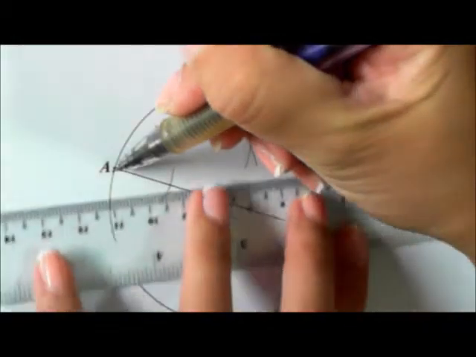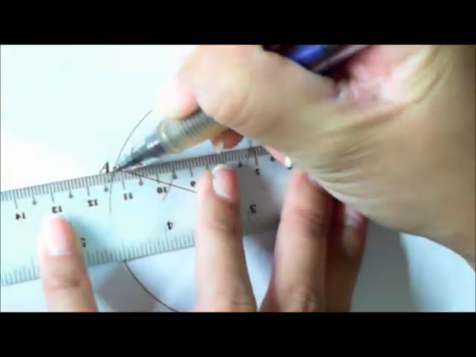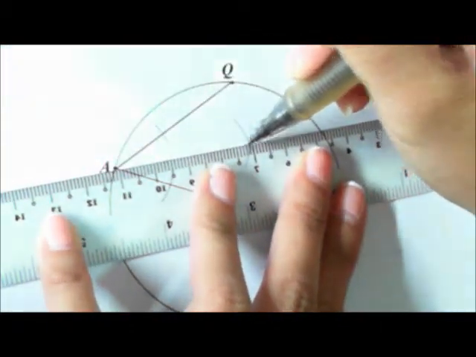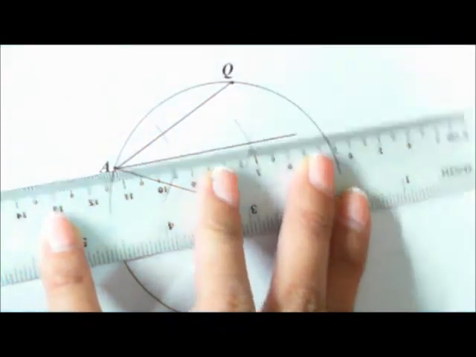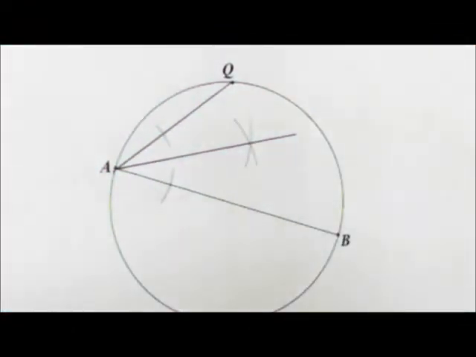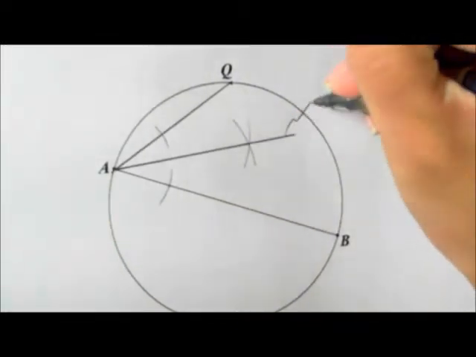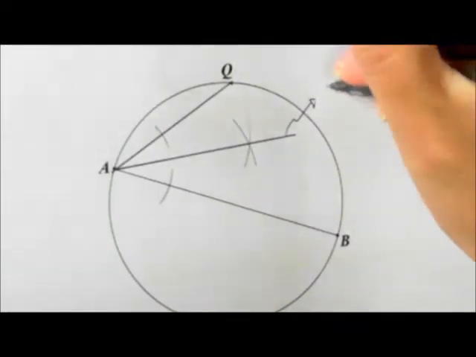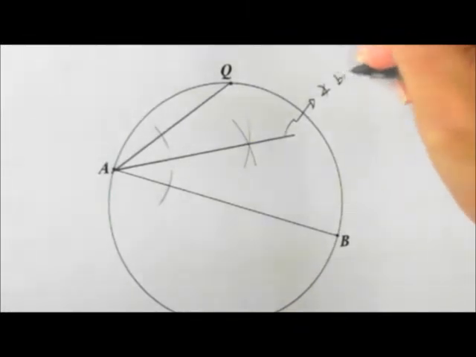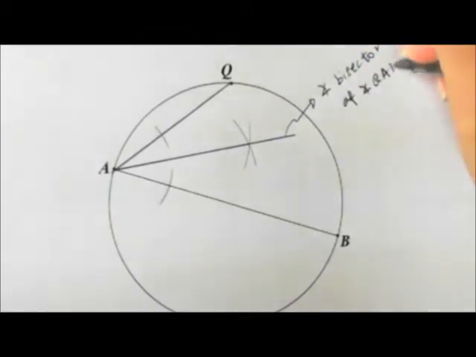Join from point A to this intersection point. With this, you will get the angle bisector. This will be the angle bisector of angle QAB.